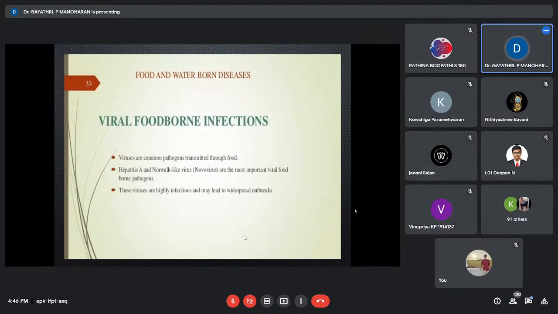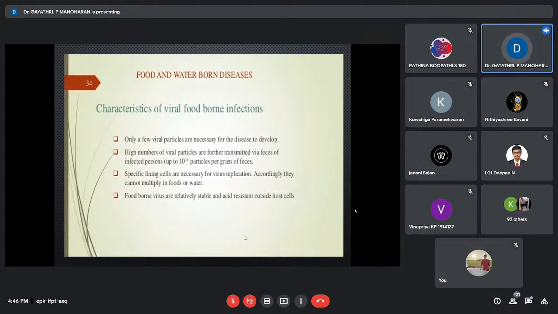Okay. And then the next we are going to see about the viral foodborne infections. Viruses are common pathogens transmitted through food. For past 2 years we are talking about a virus corona. So these viruses are also called a foodborne infection. What are the common pathogens அப்படின்னு பாத்தீங்கன்னா hepatitis A, Norwalk like virus we call it as norovirus. Commonly we call it as norovirus, and the most important viral foodborne pathogen. So these viruses are highly infectious and may lead to widespread outbreak.